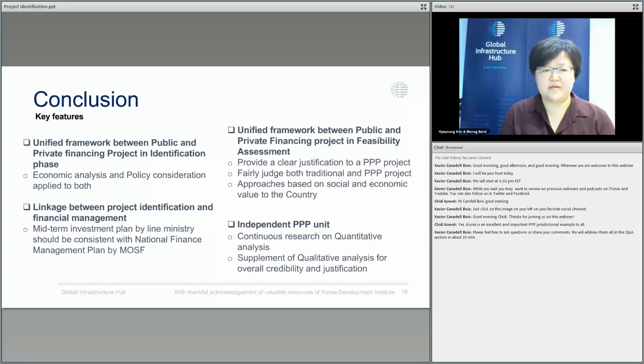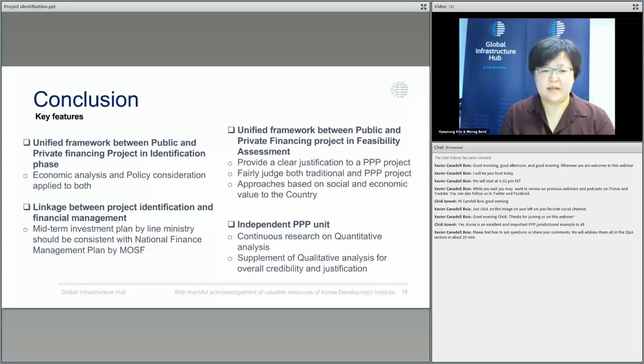The PIMAC provides a unified framework between public and private financing projects. This scheme provides a clear justification to PPP projects because the feasibility assessment is done from the national social economic value. So this scheme fairly judges both traditional and PPP projects. So it could provide a clear justification to a private investment project.